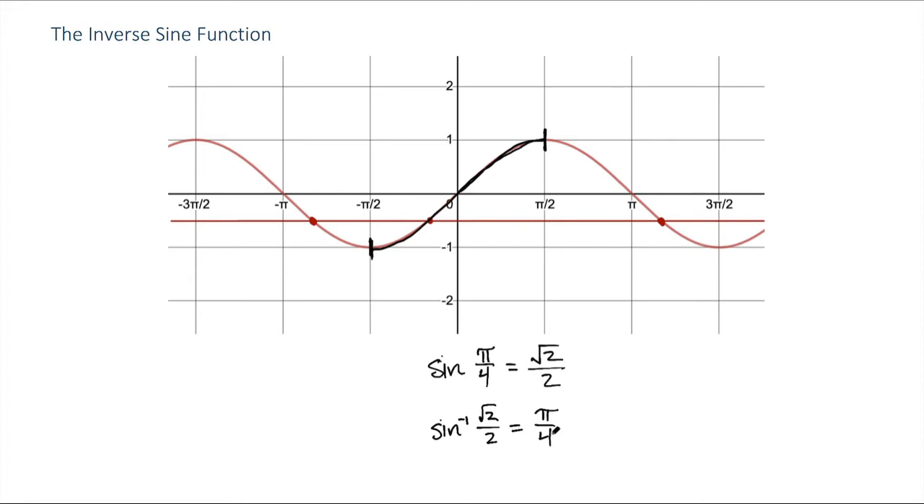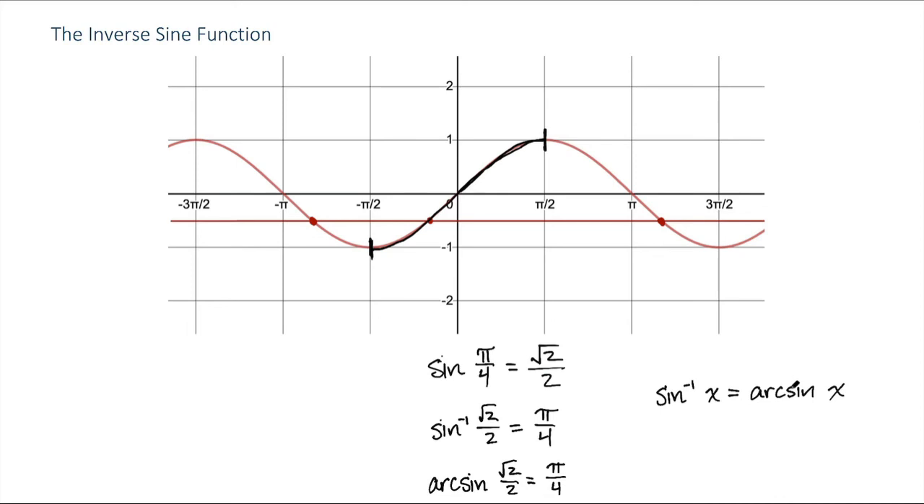Now, this is one way of notating it. Another way of notating it is called the arc sine. The arc sine of root 2 over 2 is equal to pi over 4. These are exactly the same thing. They just are different ways of notating it. So in general, we can say sine inverse of x is the same thing as arc sine of x. They're just different ways of notating the same thing.